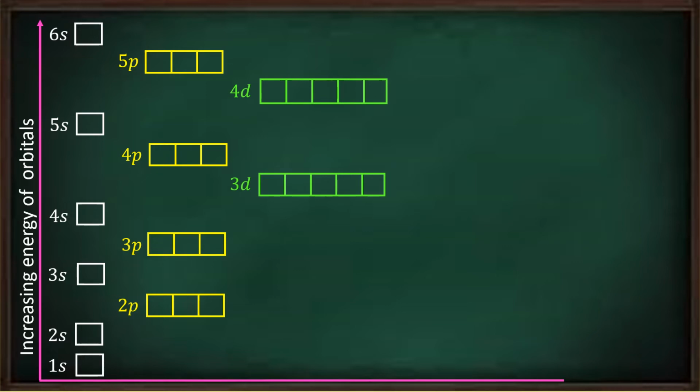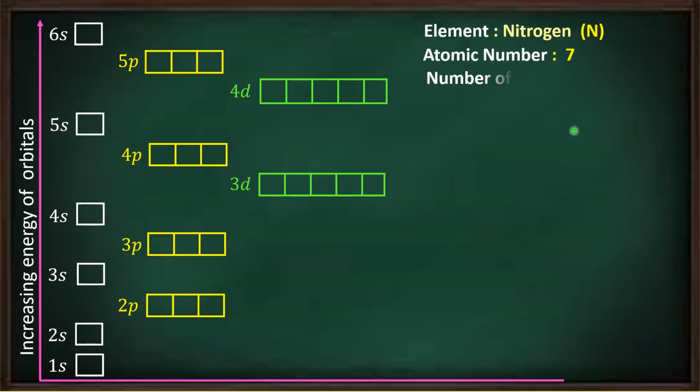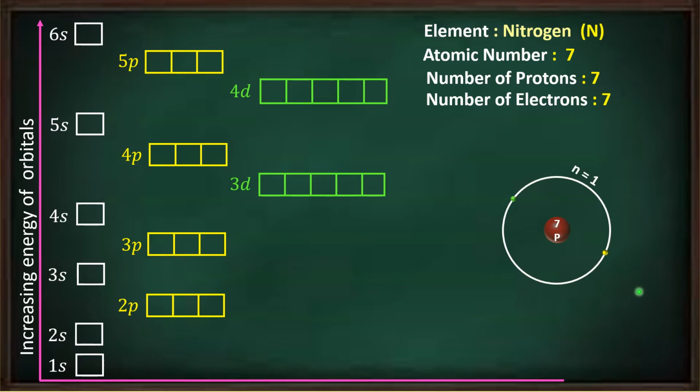The next atom or element is nitrogen in the periodic table. Its atomic number is 7. 7 protons are there in its nucleus and 7 electrons revolve around the nucleus. So this is the nucleus of nitrogen, isn't it? It has 7 protons. Neutrons are also there in the nucleus, but for our convenience I am not showing the number of neutrons present in the nuclei. Okay, so 7 protons are there and 7 electrons revolve around the nucleus.